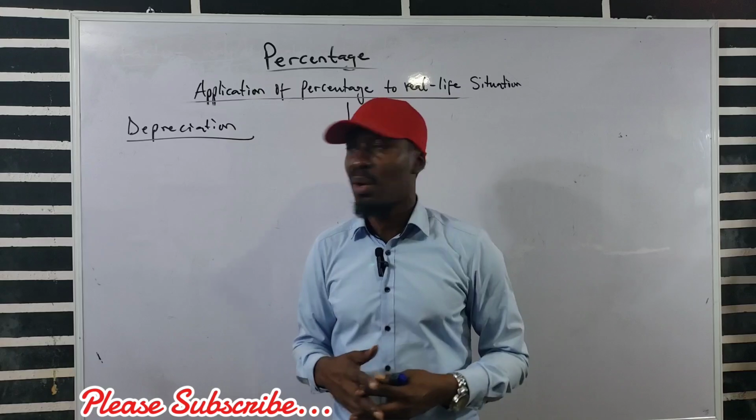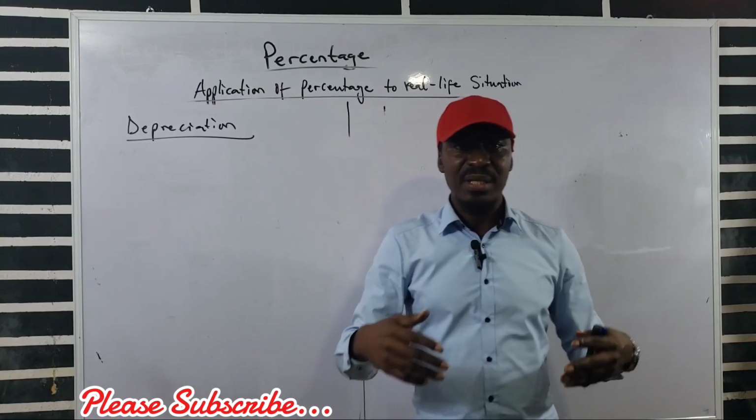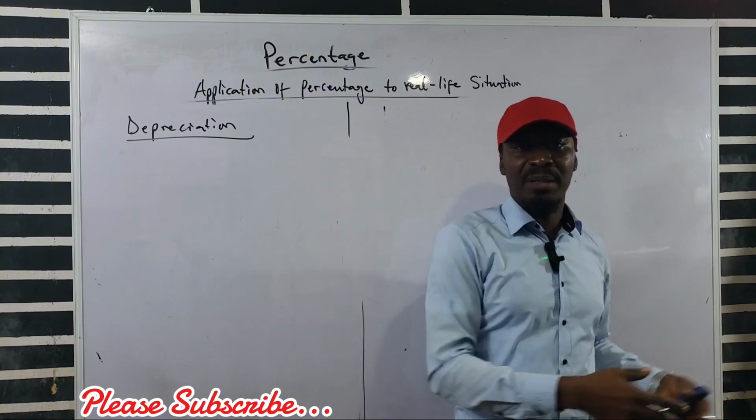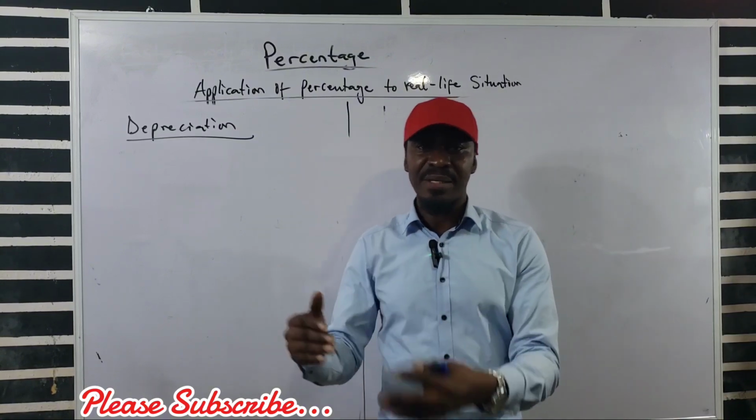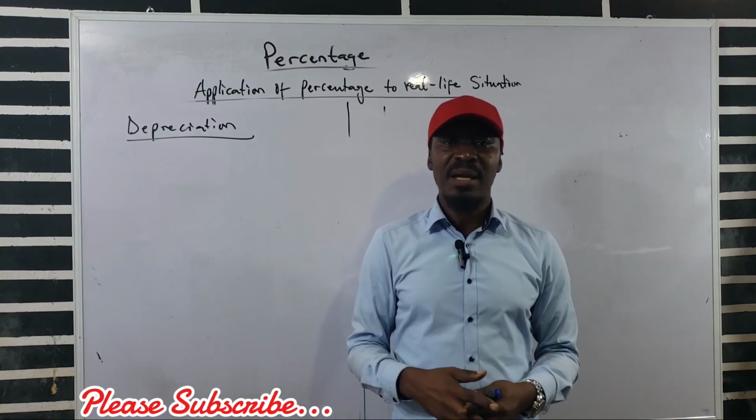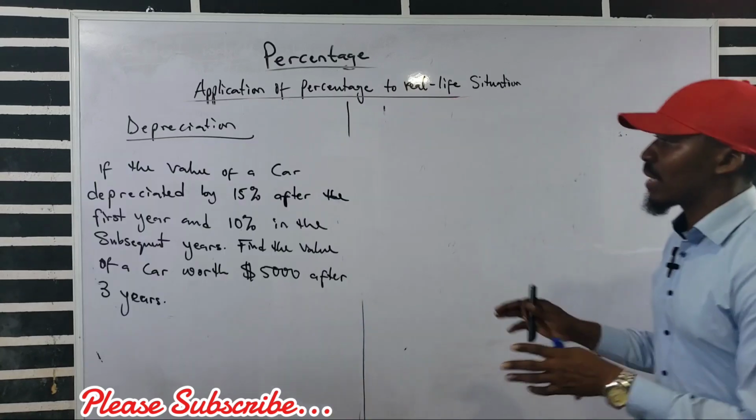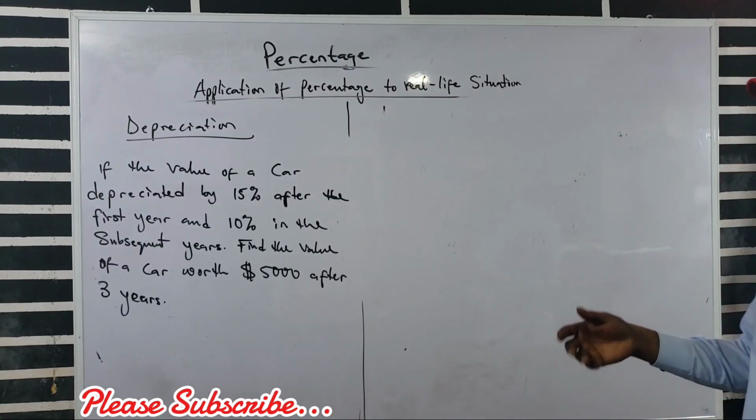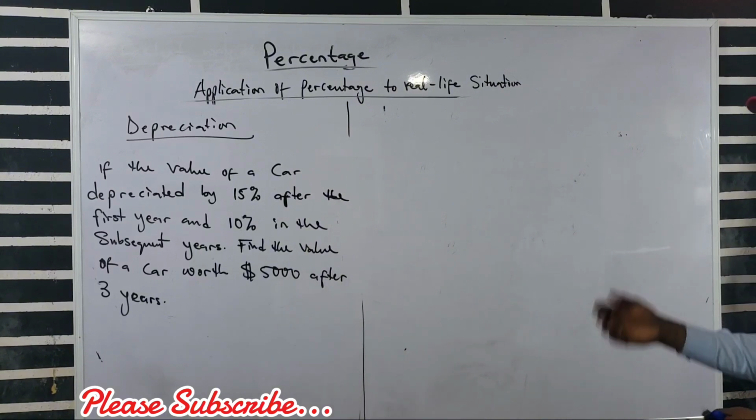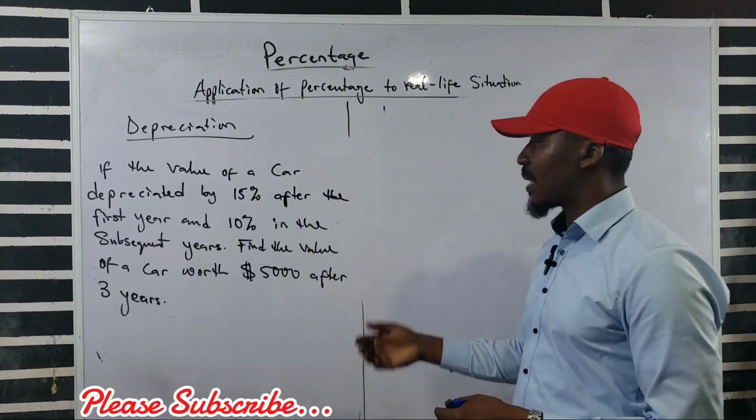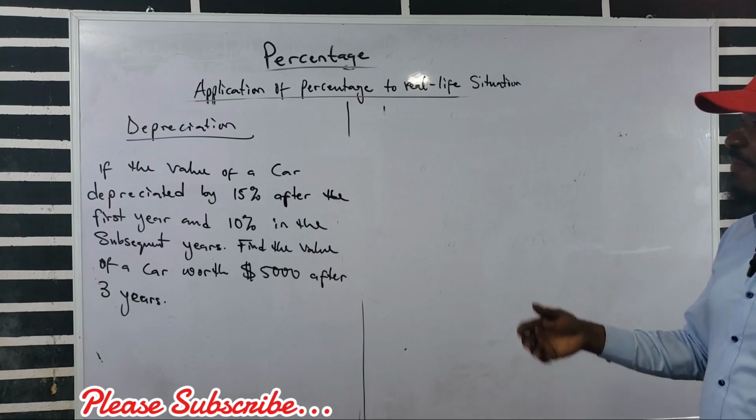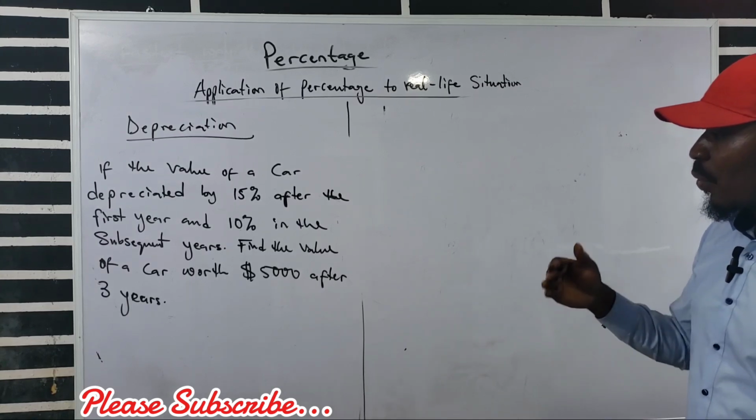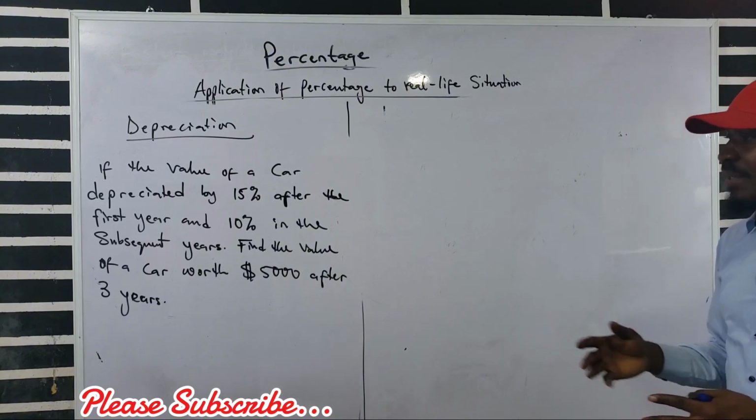Now, how are we going to solve? In depreciation, we can solve it with the other method that we have used to solve compound interest, which is taking it year by year. So let us solve one example and see how that goes. Look at a problem we have under depreciation. It said that if the value of a car depreciated by 15% after the first year and 10% in the subsequent years, find the value of a car worth $5,000 after 3 years.